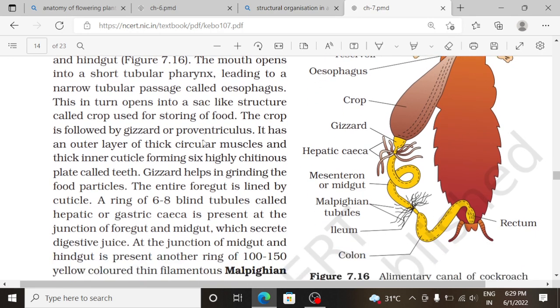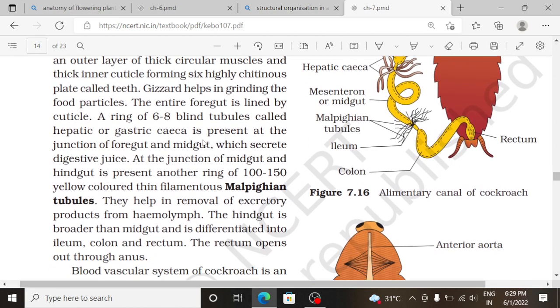Gizzard helps in grinding the food particles. The entire foregut is lined by cuticle. A ring of 6 to 8 blind tubules called hepatic or gastric ceca is present at the junction of foregut and midgut, which secrete digestive juice.